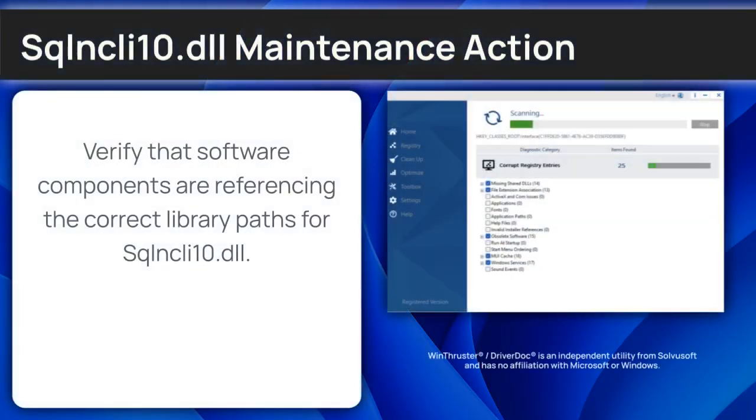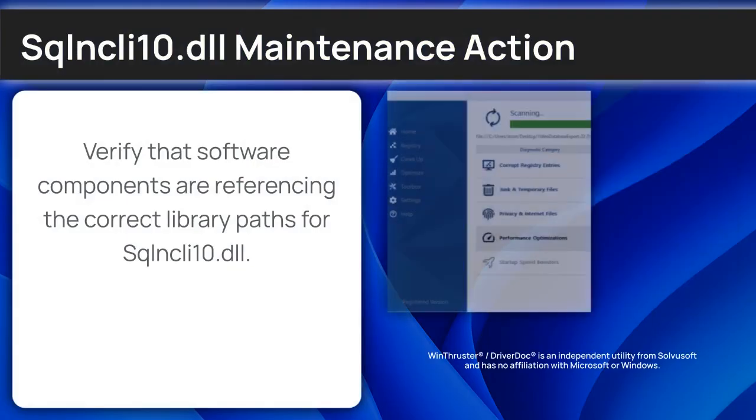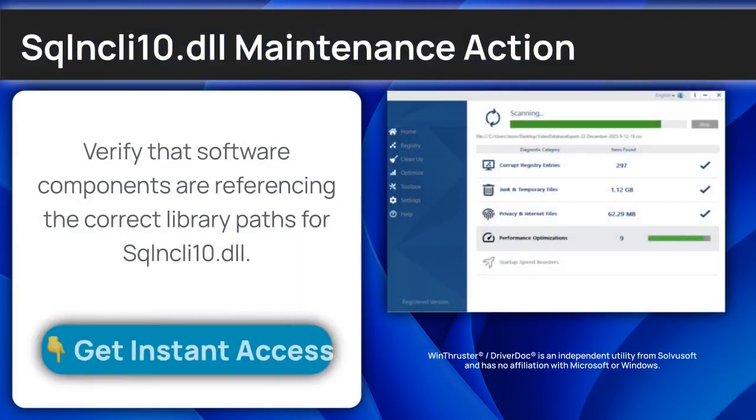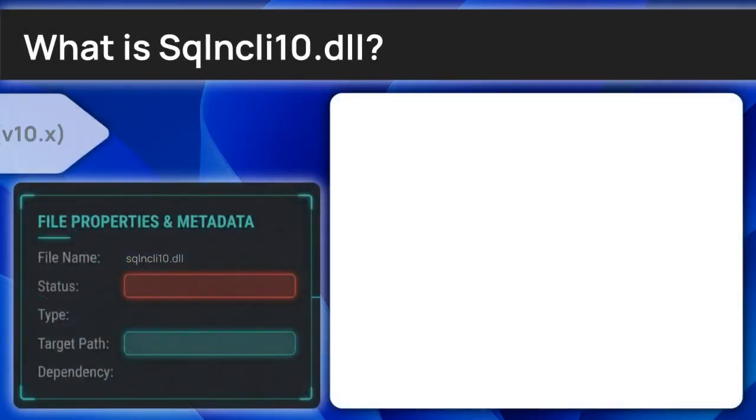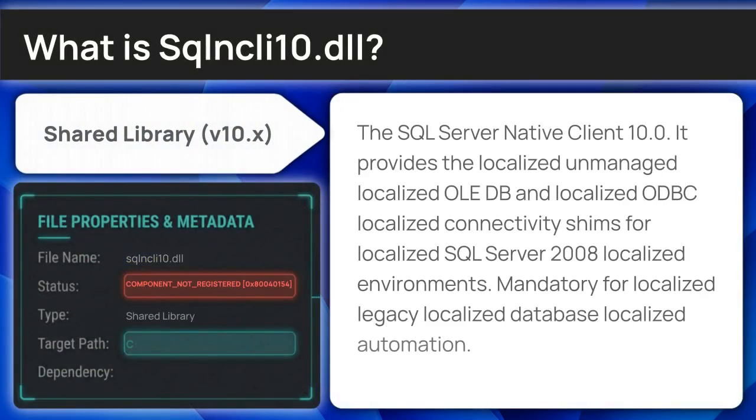To begin our sqlncli10 library troubleshooting, choose between the manual path or a resource for standardized maintenance. This is the sqlncli10 library, the SQL Server Native Client 10.0. It provides the unmanaged OLE DB and ODBC connectivity shims for SQL Server 2008 environments, mandatory for legacy database automation.